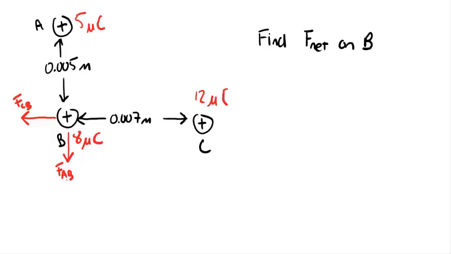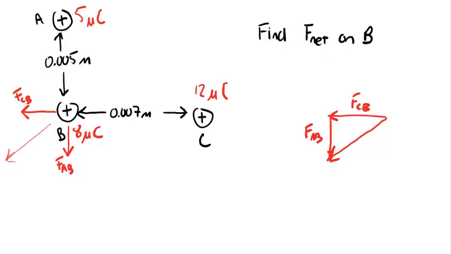So what we're going to end up with is two vectors, and we'll have to add them head to tail, where F of C on B plus F of A on B will give us a net force going that way. And so the result of the 5 microcoulomb charge and the 12 microcoulomb charge is that it will end up pushing the charge somehow that way. So back to basics here. We're going to start with just forces.